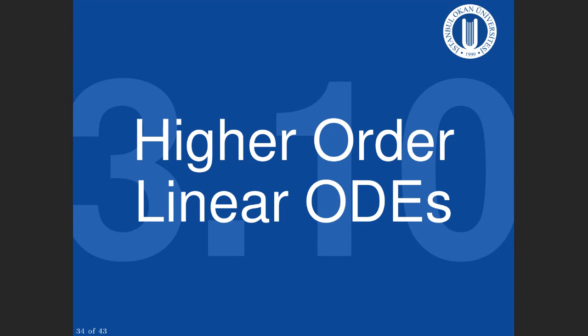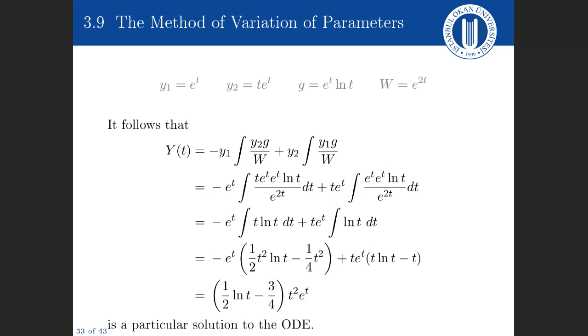Question from the chat, does the order matter for y1 and y2? So I'm guessing you're asking about this formula. And the answer is, it doesn't, because if you swap positions of y1 and y2, then the Wronskian is going to get a minus sign in.